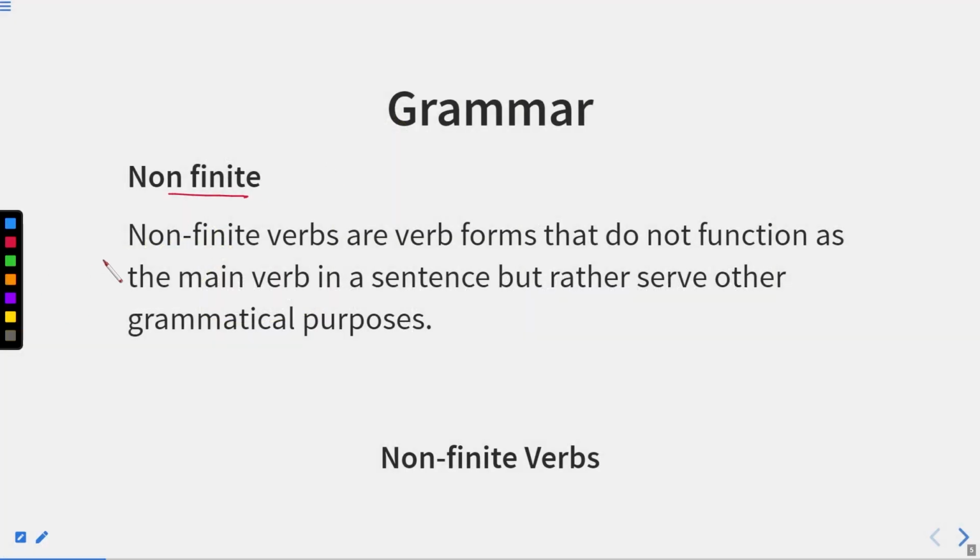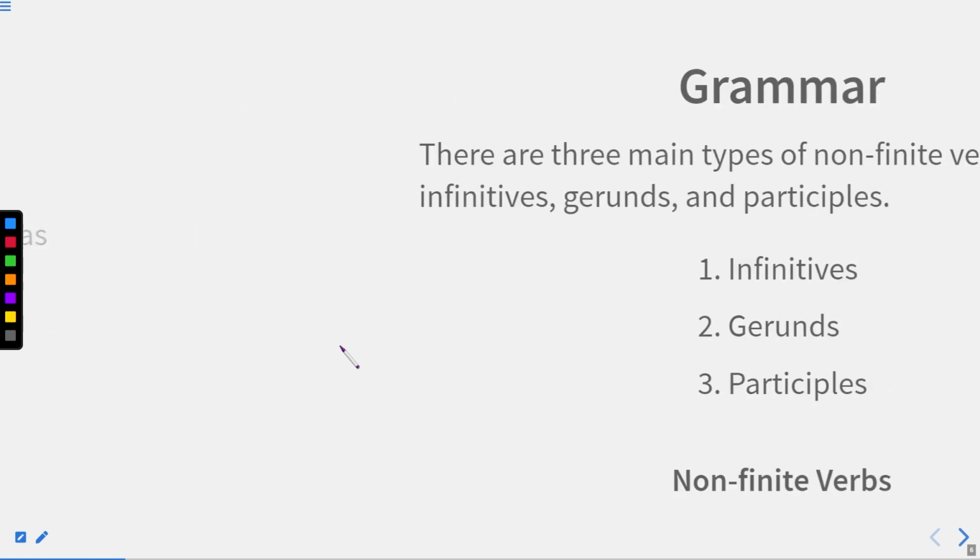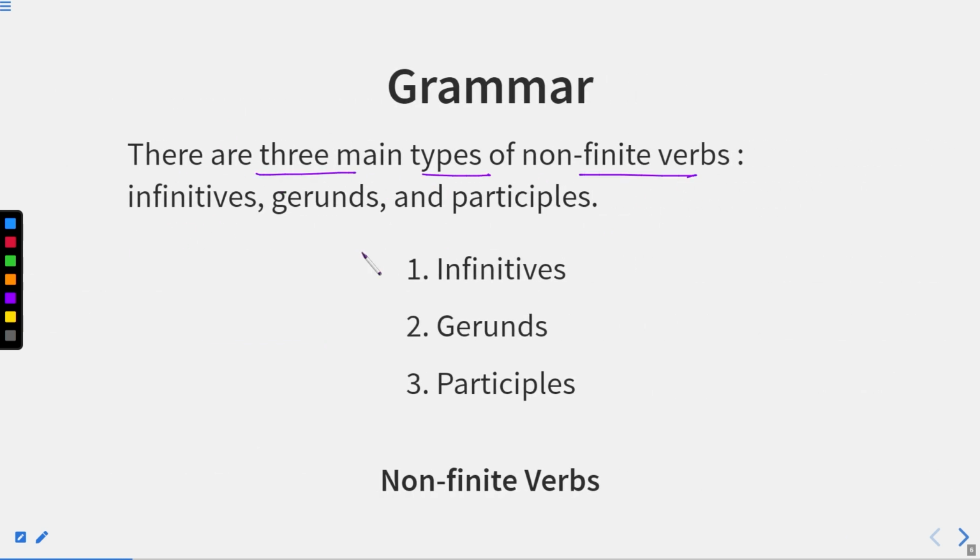First let us discuss the definition. Non-finite verbs are verb forms that do not function as the main verb. Of course, we talk about the main verb, and if a word that looks like a verb is not behaving as the main verb in a sentence, but rather serves another grammatical purpose, that is known as a non-finite verb. There are three main types of non-finite verbs: infinitives, gerunds, and participles. These are the three types of non-finite verbs, and we'll discuss them one by one.